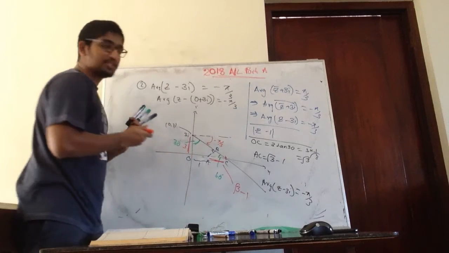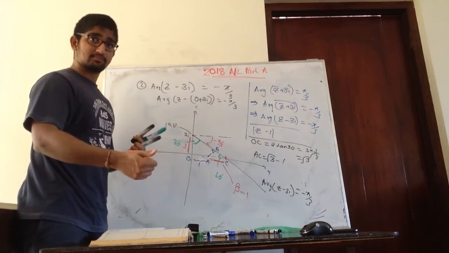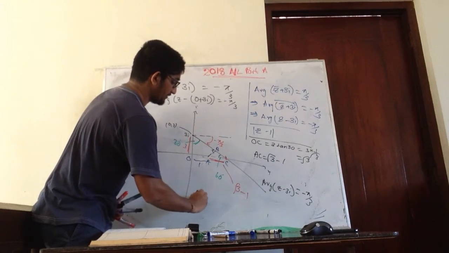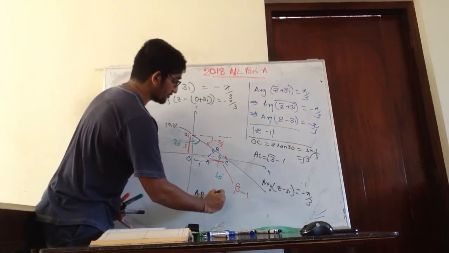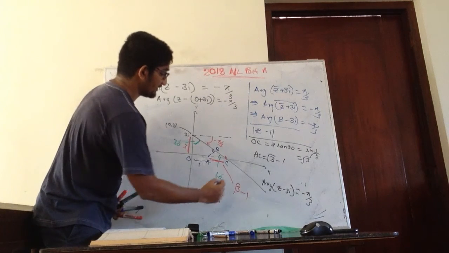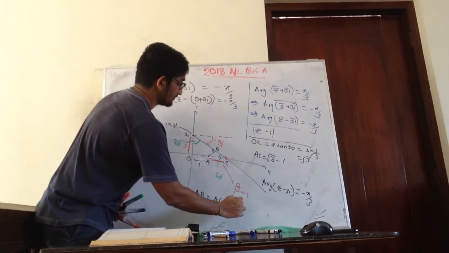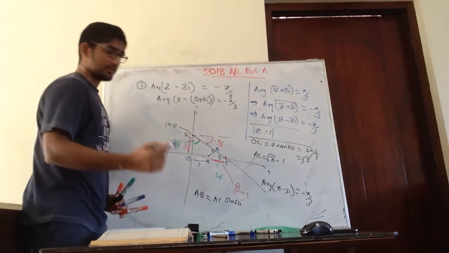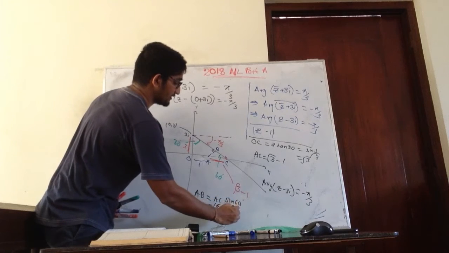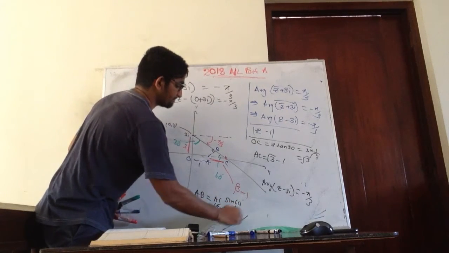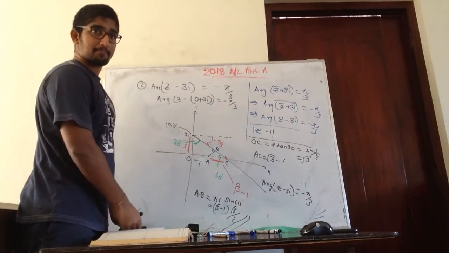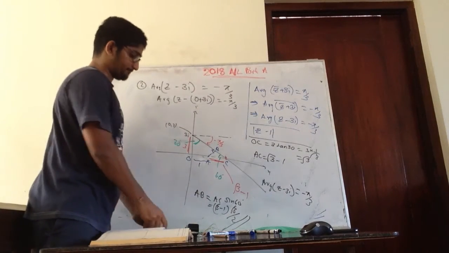So now what you need is AB. Right? So you can get AB very easily. What is AB? AB is going to be AC sine 60. No? So AC is square root 3 minus 1. Sine 60 is square root 3 over 2. So that is the answer they are asking. Right? So yeah.